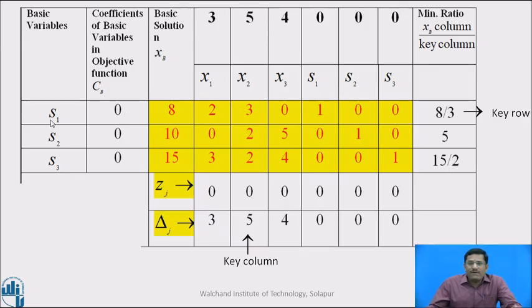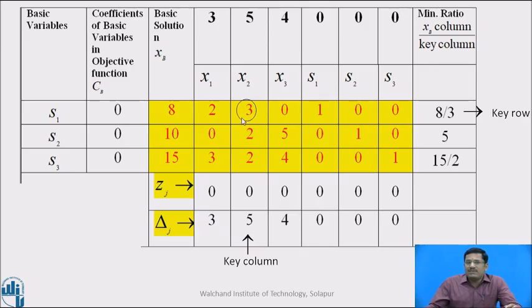So in the modified simplex table, at the first position we are going to introduce a new variable x2 and remove this S1, and then write down here the coefficient of this x2 in the objective function, which is 5. And we know that the element lying at the intersection of this key column and key row, which is 3, is called the key element.